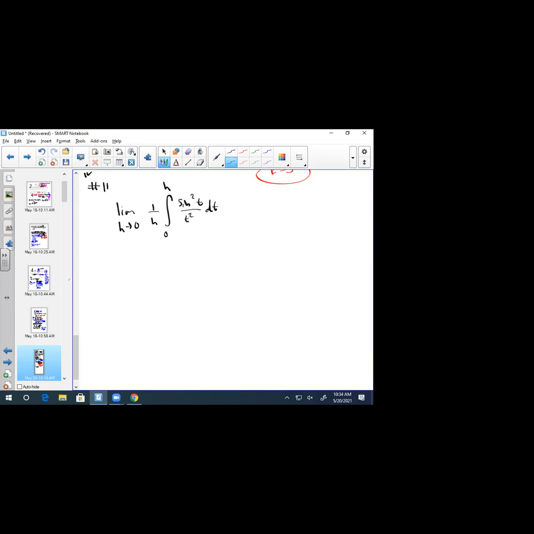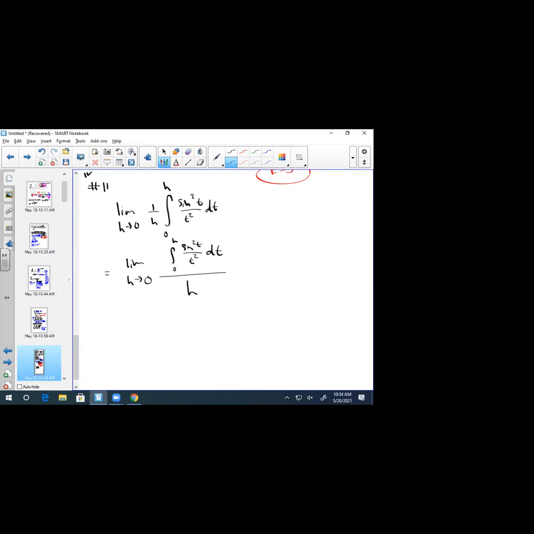And so I would first rewrite this as the limit as h approaches 0 of just the integral in the numerator divided by h in the denominator. Do you see that that's the same? I mean, I'm just rewriting it. Instead of 1 over h times, I'm saying whatever that integral is divided by h.